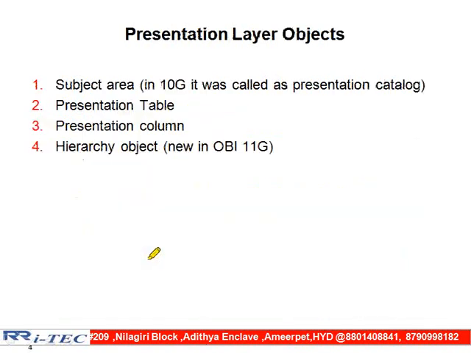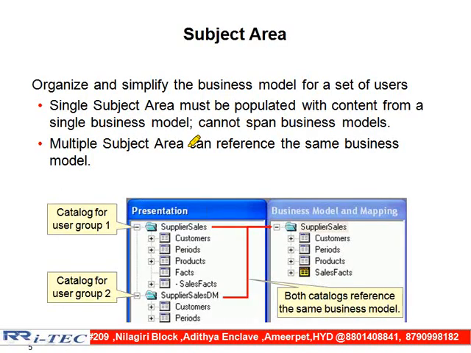Next point, presentation layer objects. We have these objects. One is subject area. In 10G it was called presentation catalog, presentation table, presentation column, hierarchy object. Hierarchy object is a new feature in OBIEE 11G. Now, subject area. Organize and simplify the business model for a set of users.